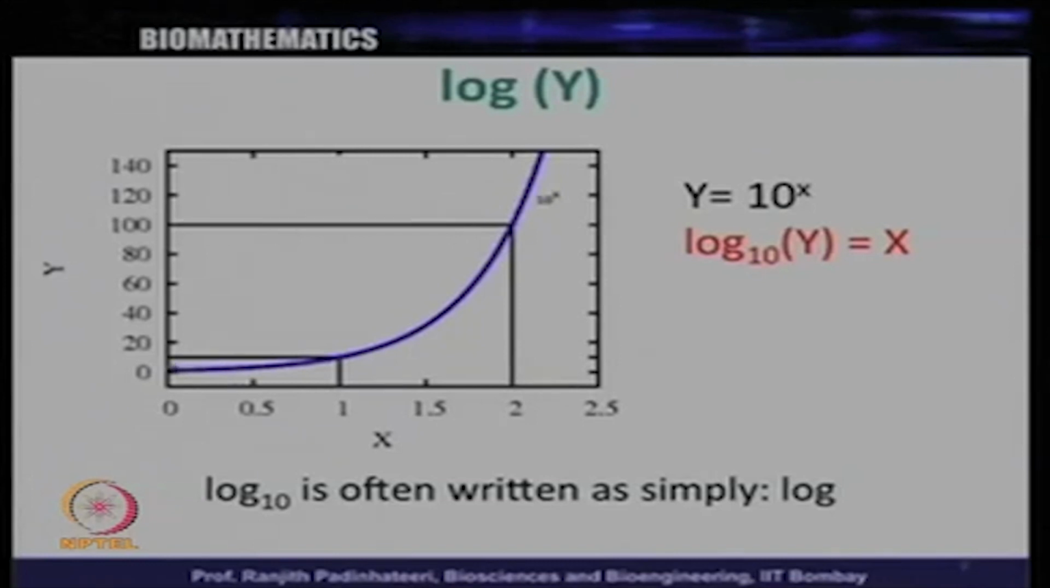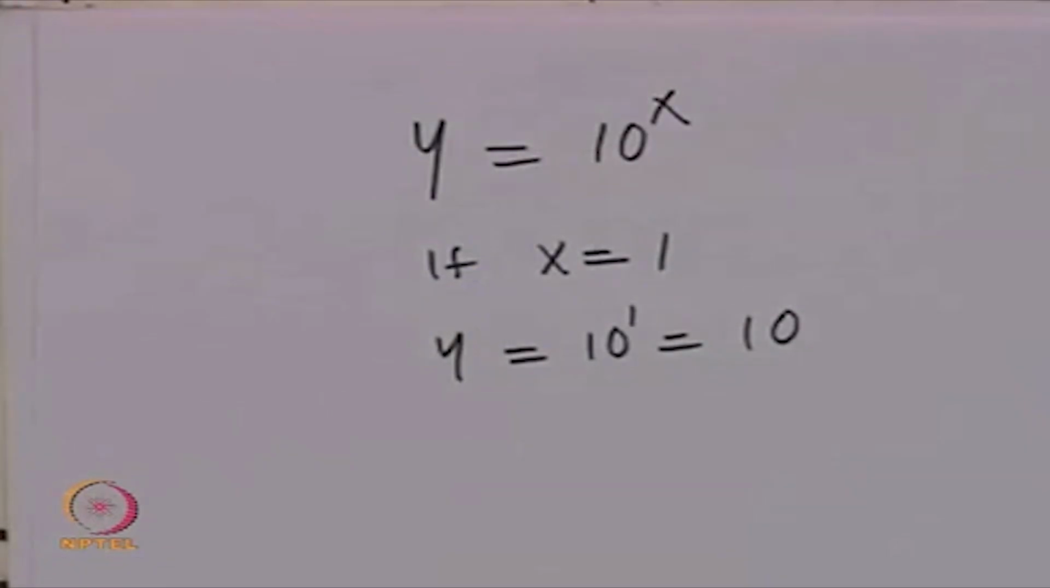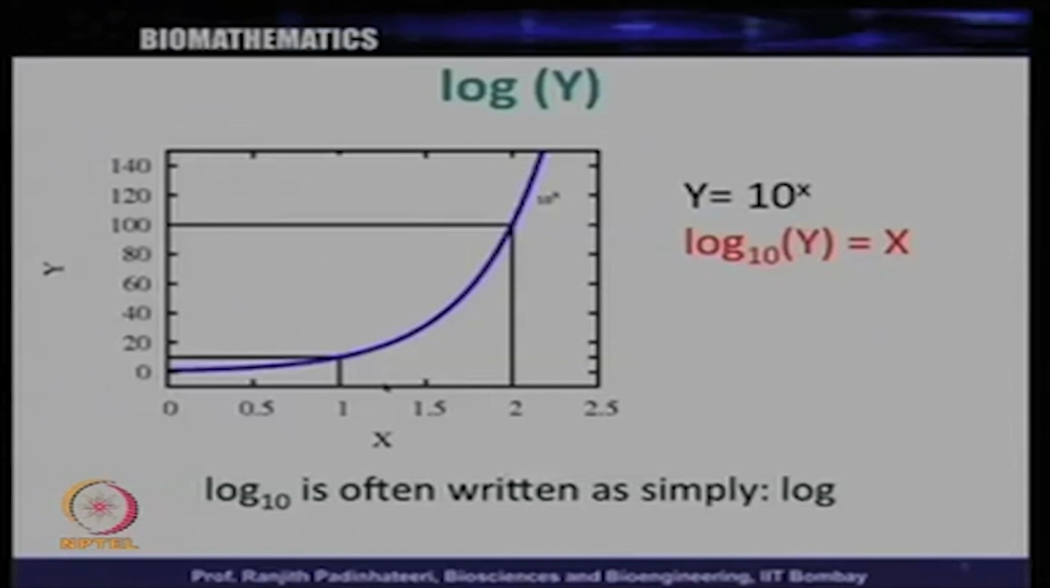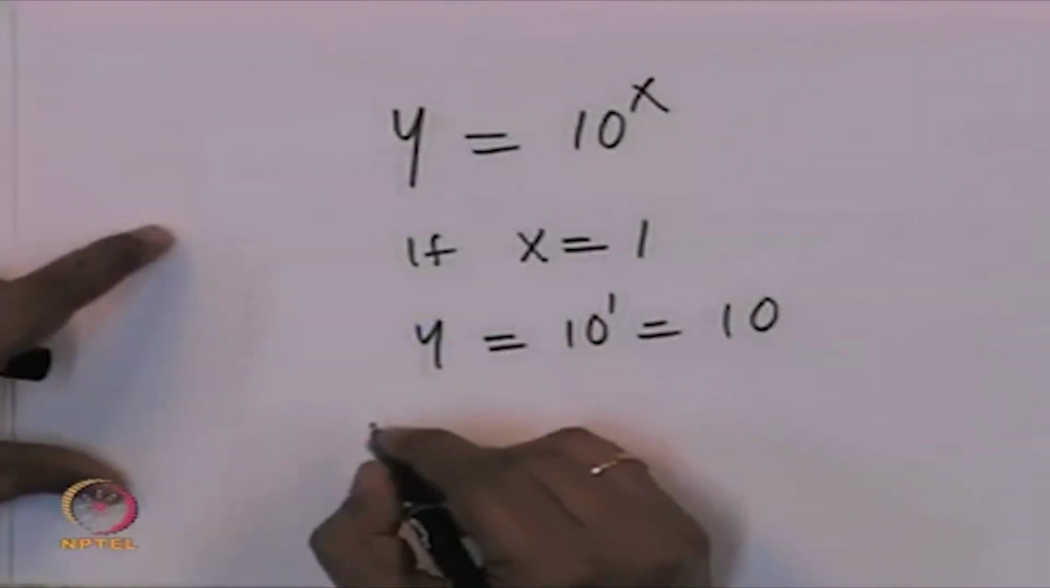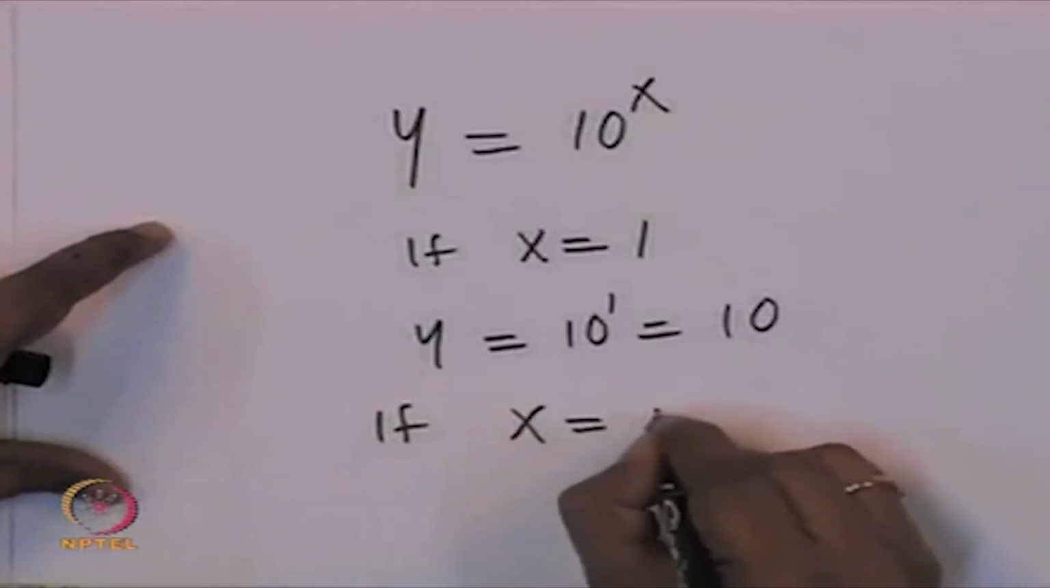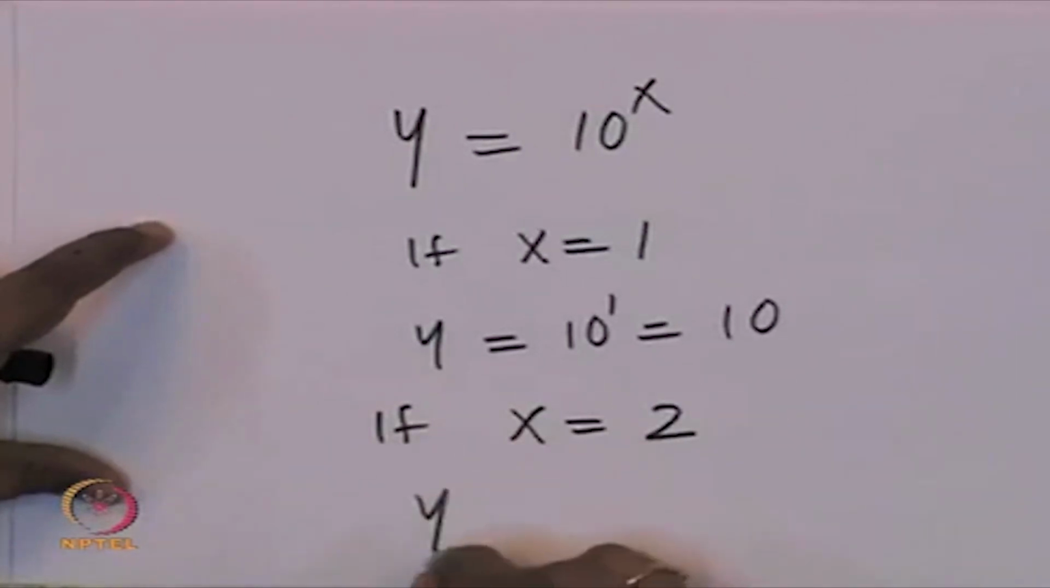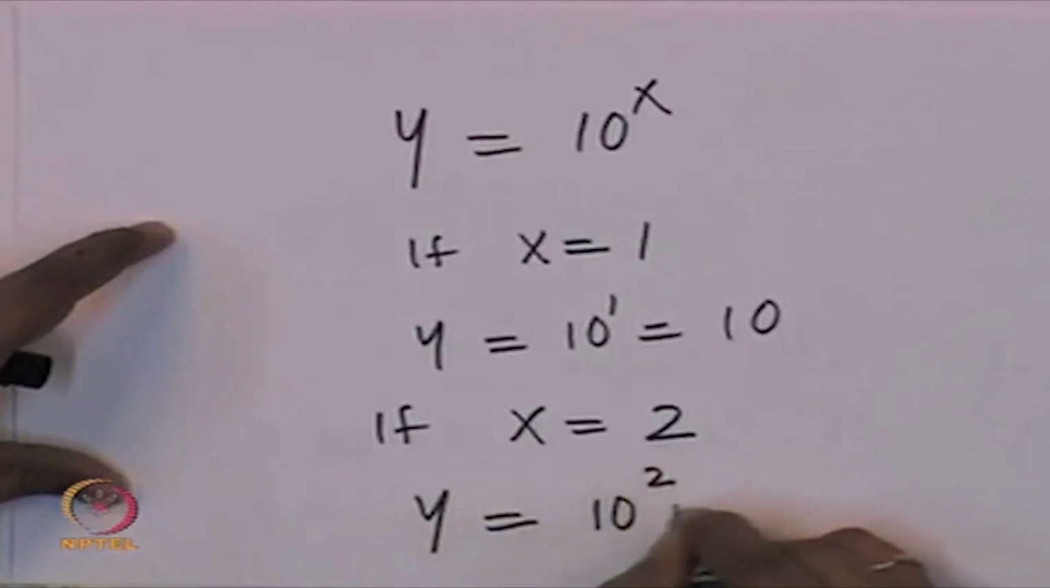Similarly, this point is 10, which is the middle between 0 and 20. When the y value is 10, the corresponding x value is 1, which we actually know very well. We know that y is equal to 10 power x, so if x equals 1, y is 10 power 1, equal to 10, as we have seen in the graph. Similarly, if x equals 2, y is 10 power 2, equal to 100.